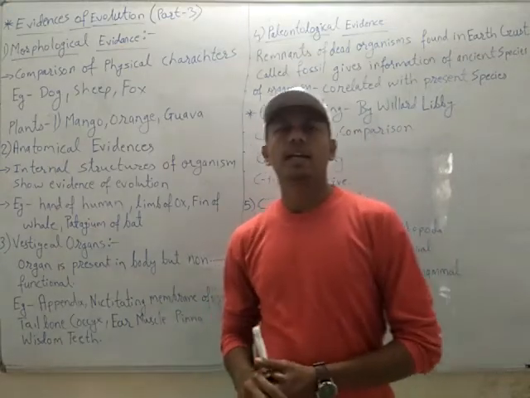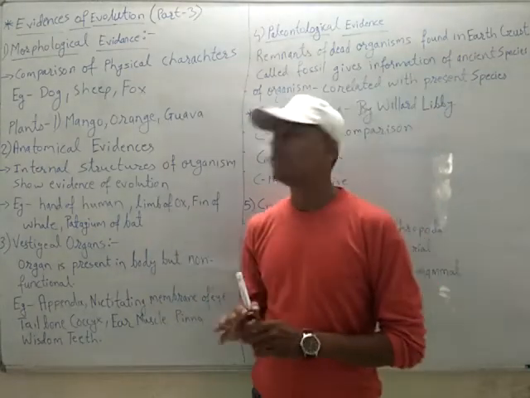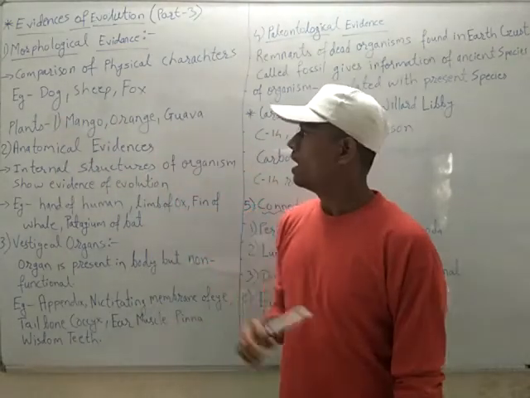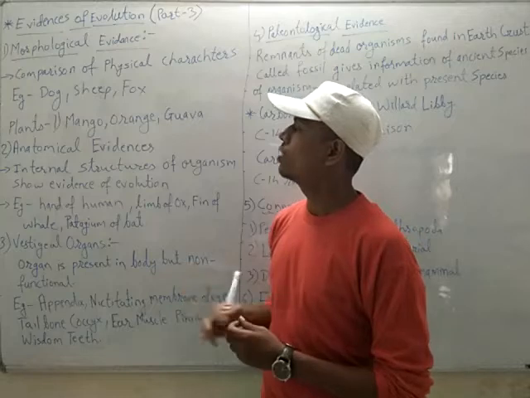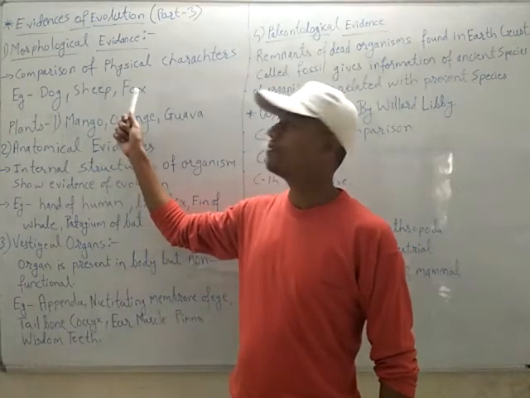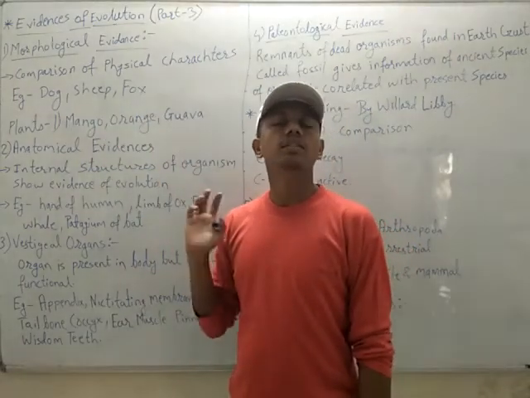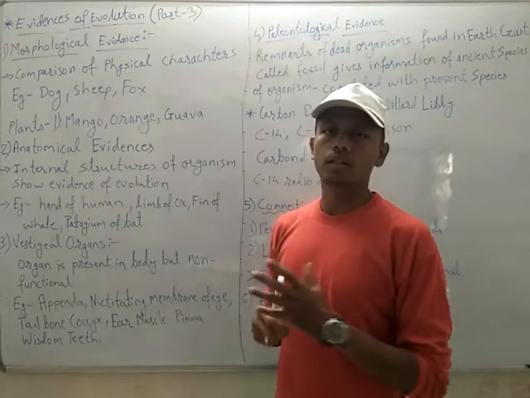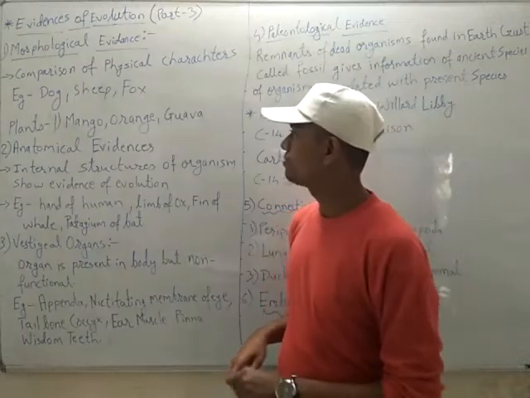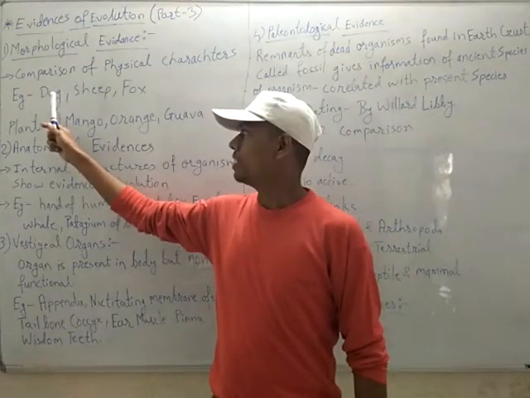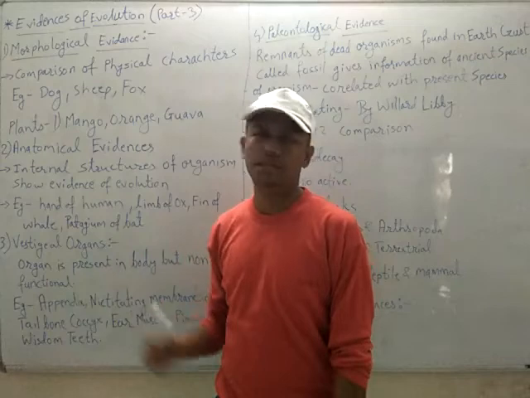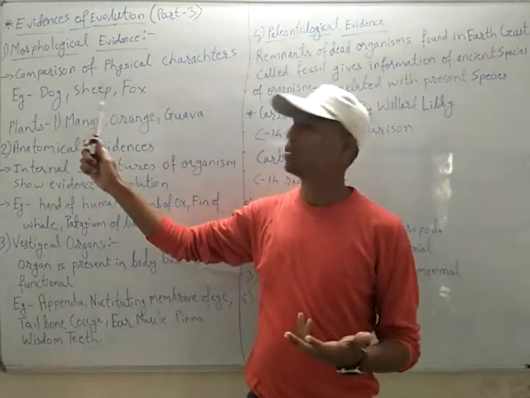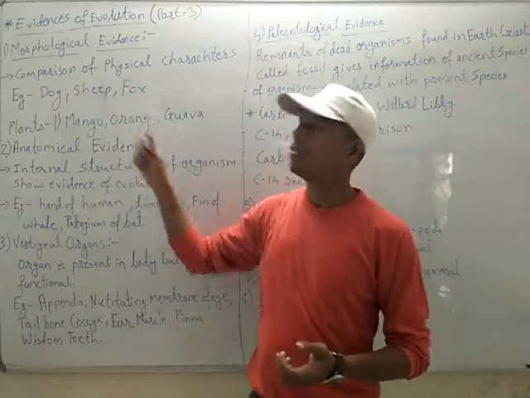Let me tell you a very simple example of dog, sheep and fox. If we compare the morphological characters of the dog, sheep and fox, then you can find the similarities and also dissimilarities. So what are the similarities? I will tell you first of all. If you see the face of dog, sheep and fox, it is covered with hairs. The face of the dog is also covered with hairs, sheep, yes, fox is also yes.